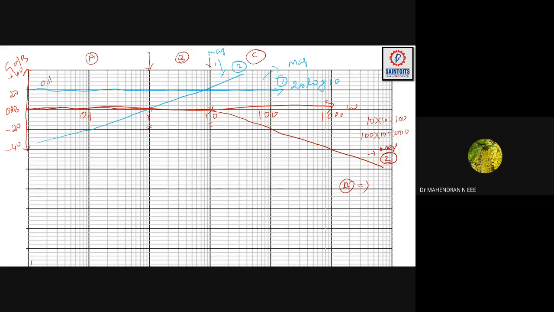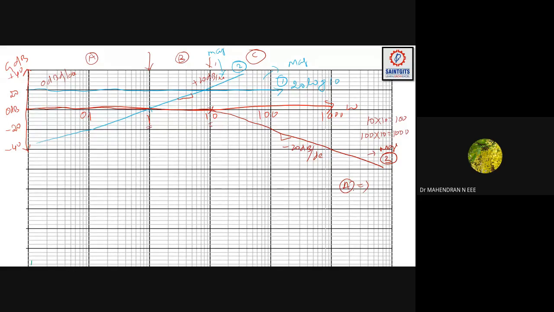This is 0 dB per decade, this is plus 20 dB per decade, and this is minus 20 dB per decade. So this is called a slope. Am I right? The slope for a straight line is 0 dB per decade, for a differential function it is 20 dB per decade, and for an integral function it is minus 20 dB per decade.